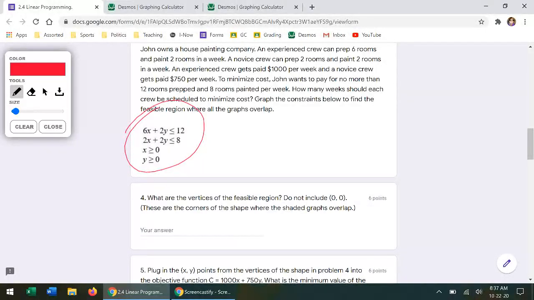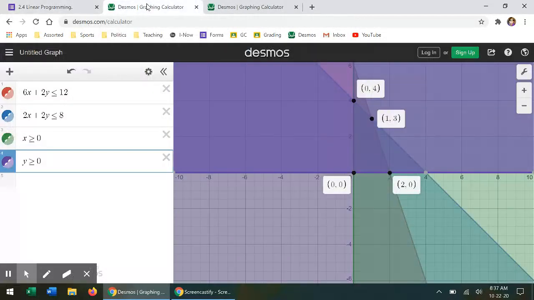Those are the 4 things that you should type into a Desmos graph. So over here is what that looks like. Now, because of the way the problem is written, 0, 0 makes no sense. So I added that a little bit after I posted to take out 0, 0, and don't worry about using that as one of your vertices. So we're left with those 3 points, 0, 4, 1, 3, and 2, 0.